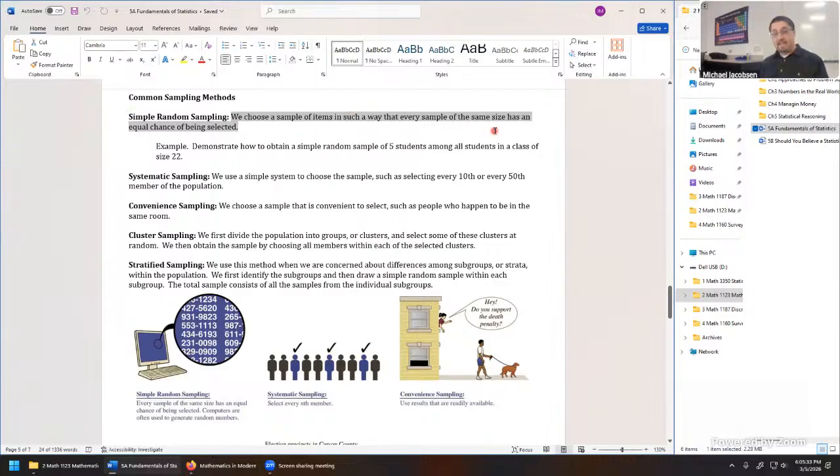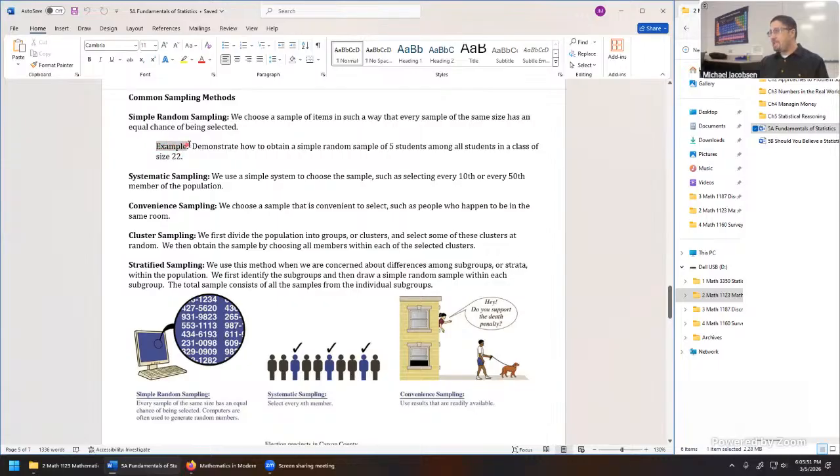Well, that's a nice short definition, but it leaves a lot to be desired. It's one thing to see the definition and a whole other thing to actually apply it. And so that's what this example is all about down below.